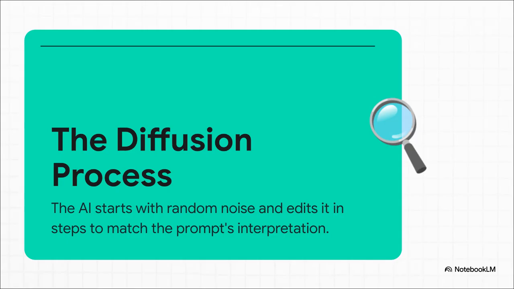So most of the tools you see today use something called the diffusion process. It's a pretty cool idea. The AI literally starts with a screen full of random noise. Yeah, just a bunch of static, like an old TV that's lost the signal. Then, piece by piece, it starts refining that static, nudging the pixels around, slowly shaping it to match what you asked for. It's like a sculptor finding a statue inside a block of marble, but here, the AI is finding your picture inside a cloud of noise.